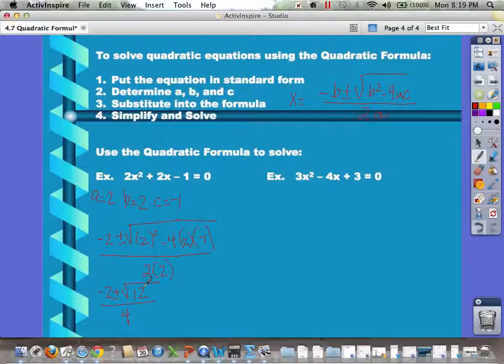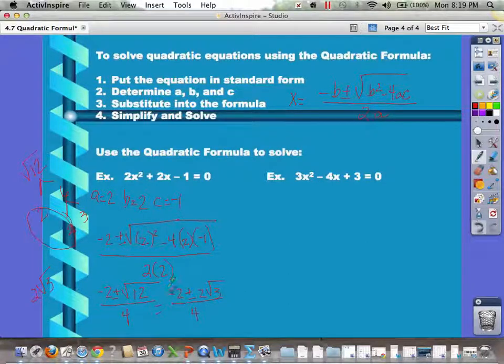Okay? From here we need to simplify because the square root of 12 is not simplified. It's not in simplest radical form, and we have already learned that you can't just leave that. So remember when you do simplest radical form, you break down 12. That's 2 and 6, and 2 and 3. So that makes 2 square roots of 3. So this becomes negative 2 plus or minus 2 square roots of 3 all over 4.